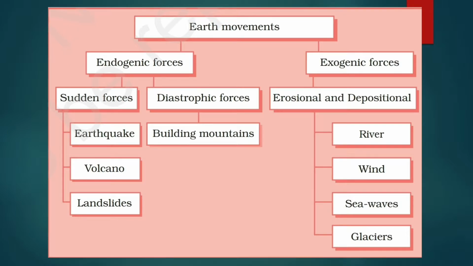Endogenic forces are also of two types: sudden forces, which act suddenly, and diastrophic forces, which take some time and produce slow movements. In sudden forces, we have earthquakes, volcanoes, landslides. In diastrophic forces, we have the building of mountains. When two plates come close to each other, it takes millions of years to form a mountain.